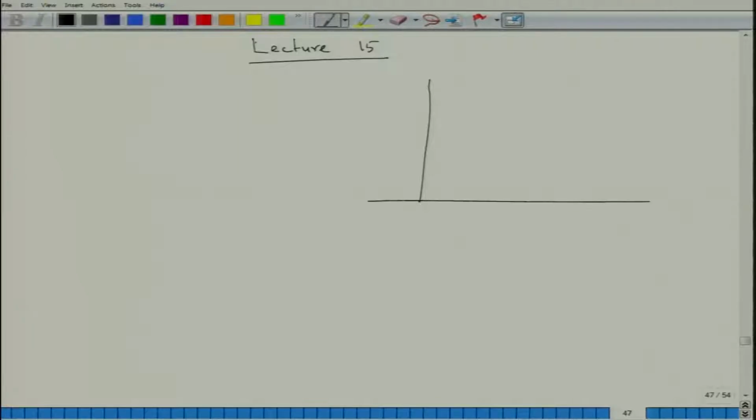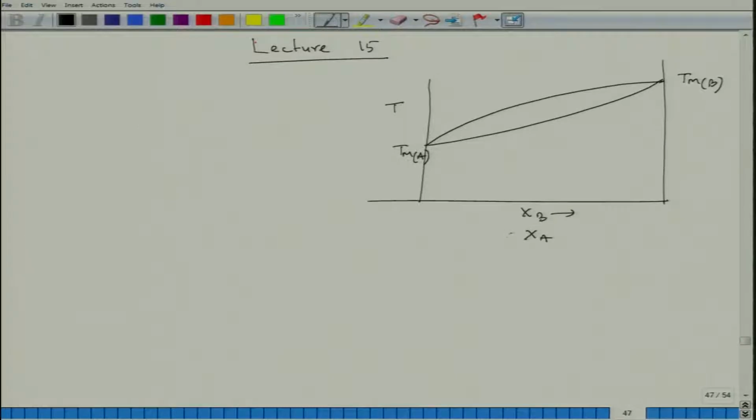Now we have seen the phase diagram, the isomorphous phase diagram. This was the isomorphous phase diagram that we have drawn. This is TMA, this is TMB, and this is temperature, this is XB this way, XA this way, this is pure A or B, this is liquid plus solid, this is solid.